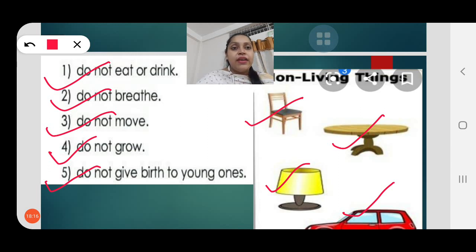A chair remains of the same size. A table also remains the same size. They never grow from small to big, and they never give birth to children or babies. They don't give birth to babies. So, understood children, which are living things and which are non-living things.